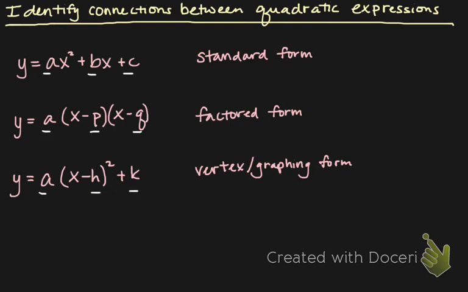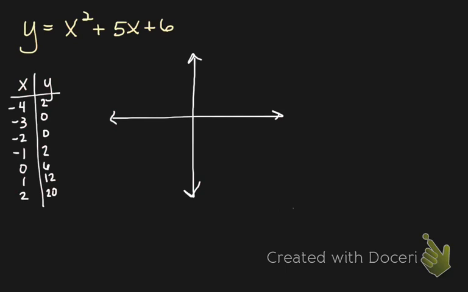Now let's go ahead and talk about what each form is going to tell us about the graph of a quadratic. So our first form is going to be standard form. We have x squared plus 5x plus 6. Now if we want to keep it in this form in order to graph it, we're going to have to create a table. So I've already gone ahead and drawn the table out for us.